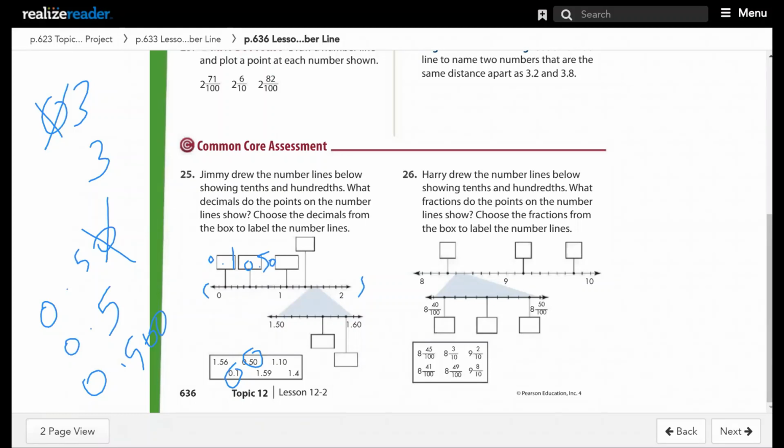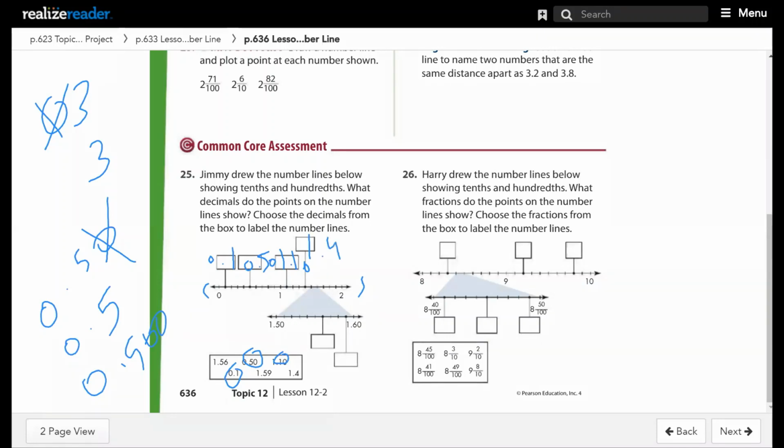The third box is 1.1 because it comes after the 1.1, then 1.2, 1.3, and so on, or 1.10, 1.20, 1.30, and so on. And the fourth one is 1.4.